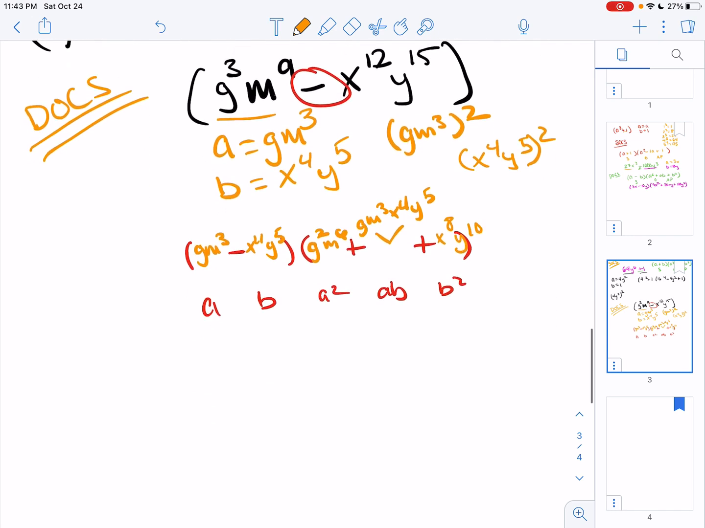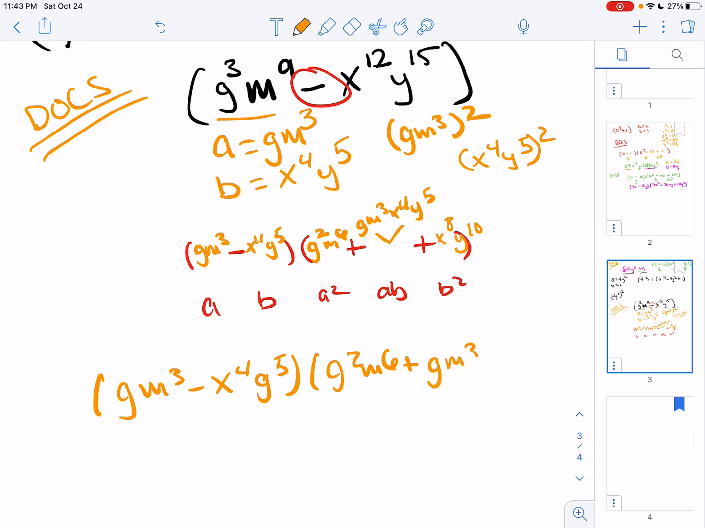So my final answer for this one: g m to the third minus x to the fourth y to the fifth, times g squared m to the sixth, plus g m to the third x to the fourth y to the fifth, plus x to the eighth y to the 10th, and that's our answer.